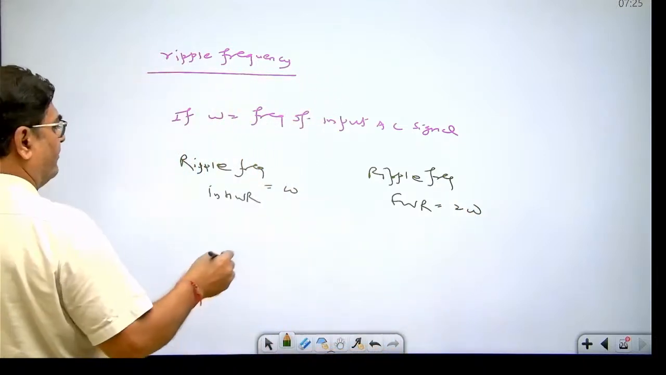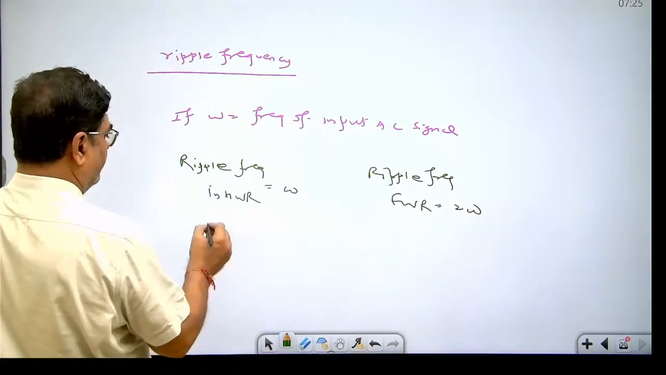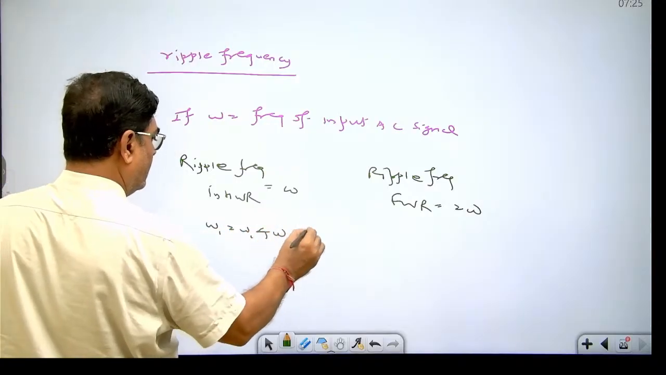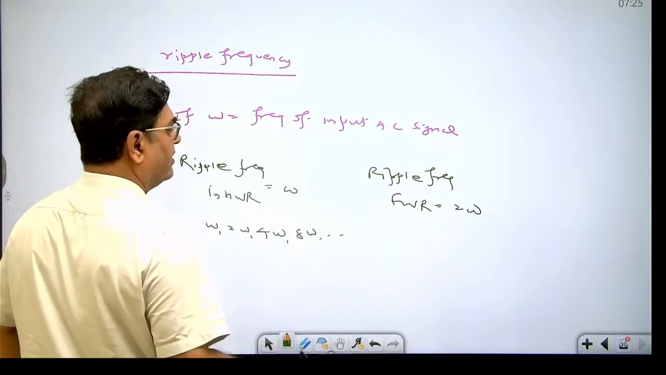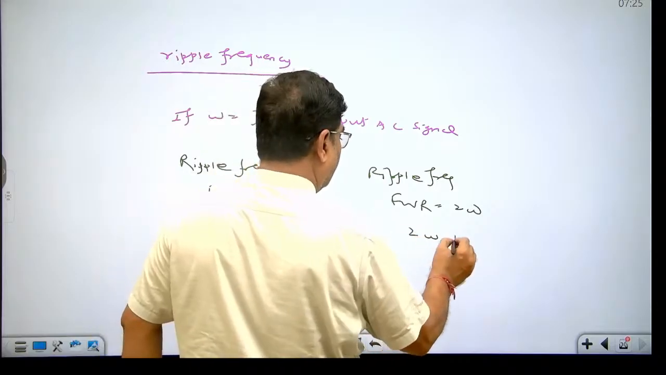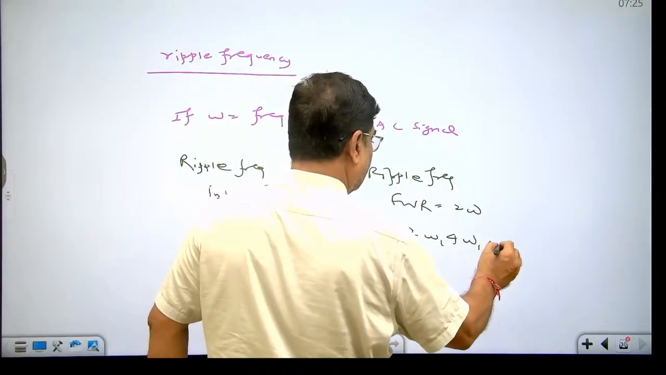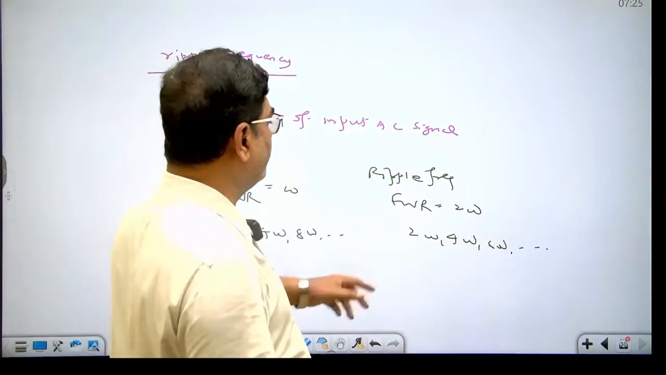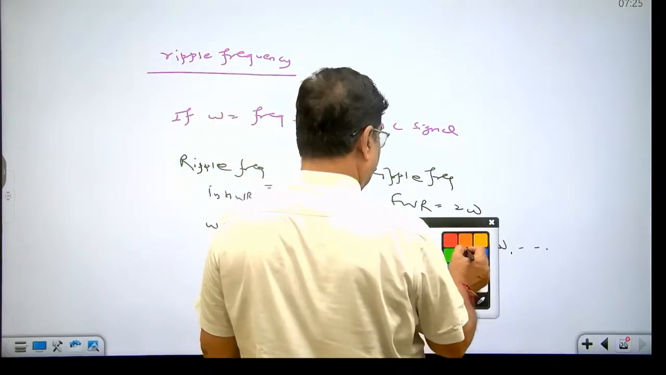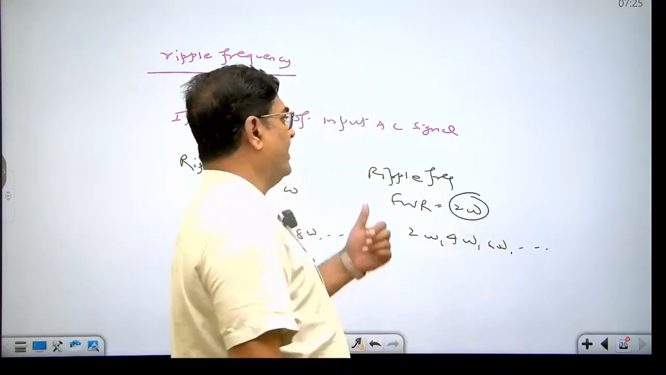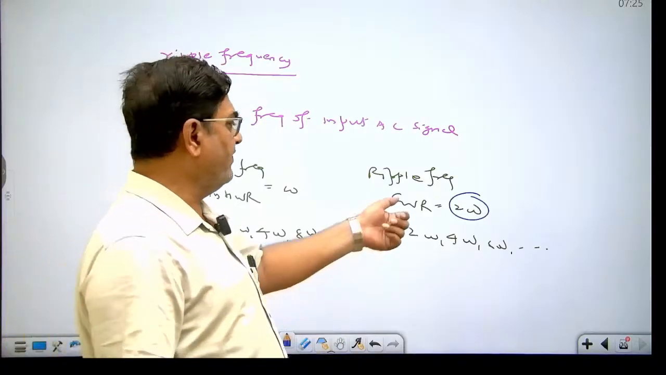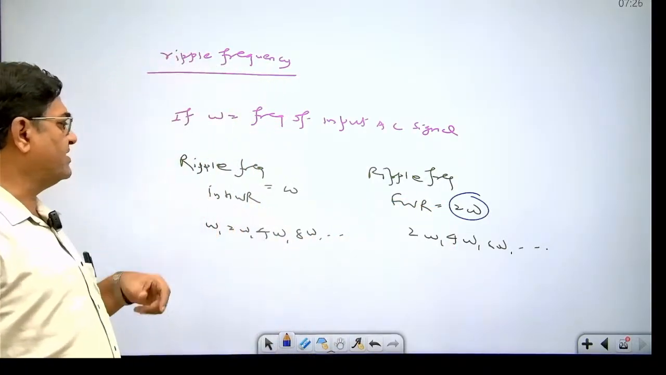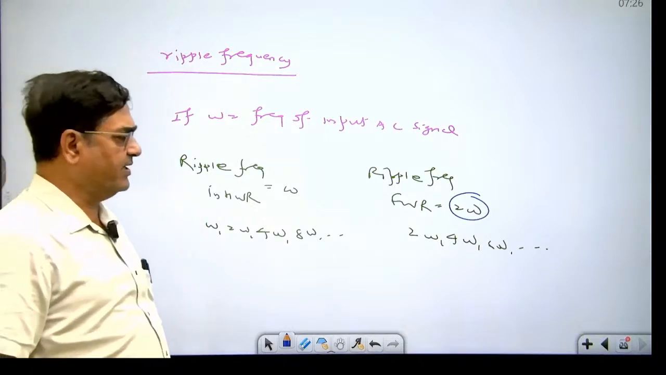Though frequencies in decreasing amplitude are omega, 2 omega, 3 omega, 4 omega, like this in half wave. Here 2 omega, 4 omega, 6 omega, like this. But they are in decreasing amplitude. Dominating ripple is 2 omega. Means if input frequency is 50 hertz, then ripple frequency in full wave rectifier will be 100 hertz. Dominant ripple frequency in half wave rectifier will again be 50 hertz. Okay.